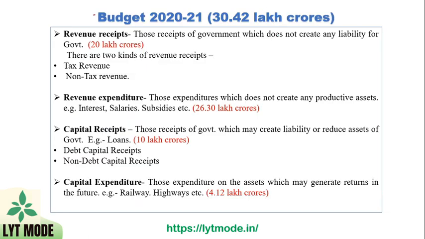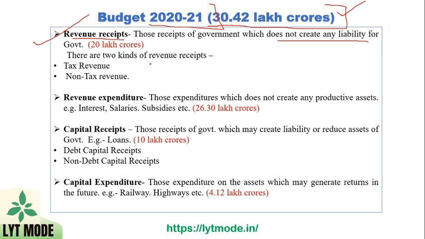So here it is the budget of 2020 to 2021. This is the estimated budget. 30.42 lakh crore is the estimated budget for this year, and here is the first category, that is revenue receipt. So what is revenue receipt? Revenue receipts comprise tax and non-tax revenue of the government, and tax revenues are generated from the income received from different taxes and duties levied by the government. Okay, revenue receipts do not create any liability for the government.